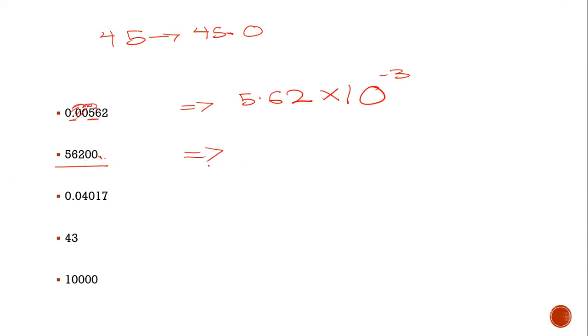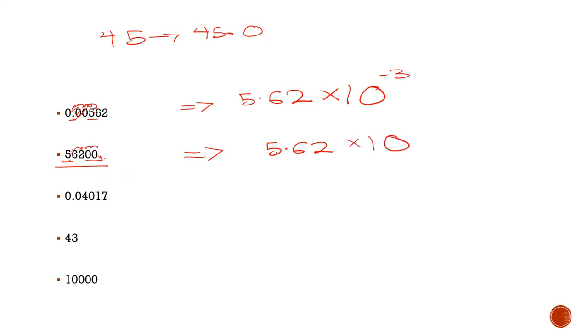We want to move the decimal point next to the first significant number. So we start counting. Our first significant number here is 5. So we have 5.62. Now we can ignore these zeros here. And then how far did we move the decimal point? We started from here. So we have 1, 2, 3, 4. So we moved it 4 places.